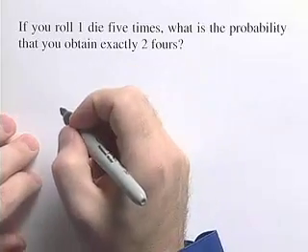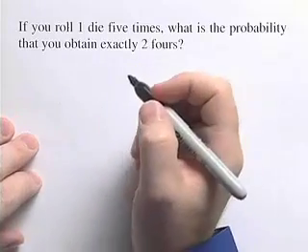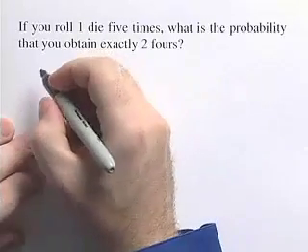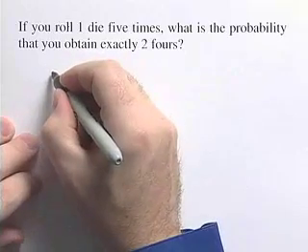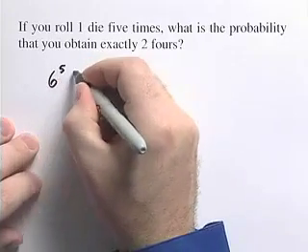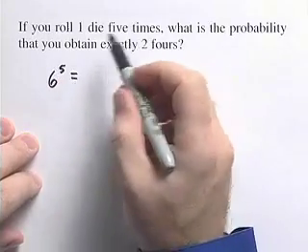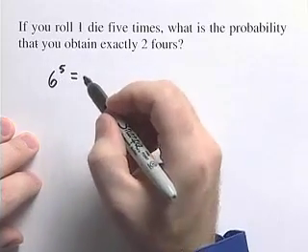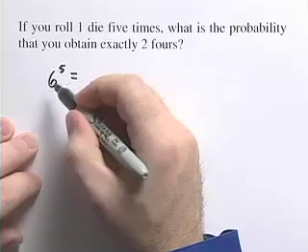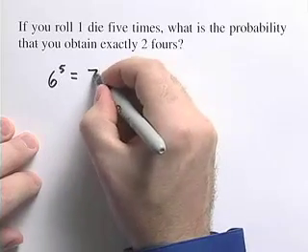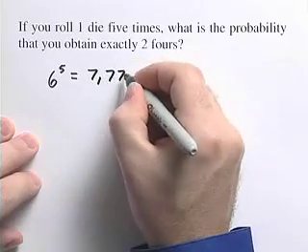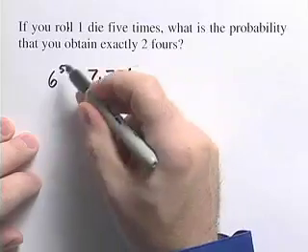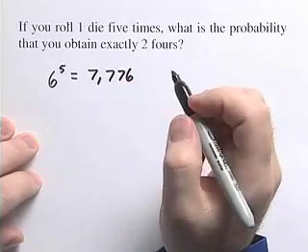We're going to start by determining the total number of elements in our sample space. The total number of elements is going to be given by 6 to the 5th power, because each of the 5 rolls has 6 possible outcomes. So we'd get 6 times 6 times 6 times 6 times 6, which is 6 to the 5th power, and that equals 7,776. So that's the total number of elements in our sample space.